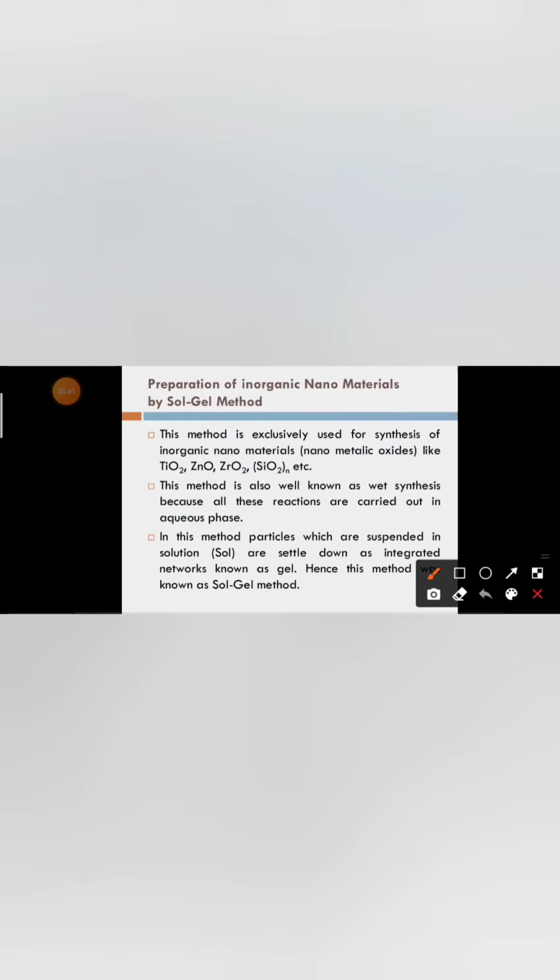In this method, particles suspended in solution settle down as integrated networks as gel. Hence, this method is known as sol gel method.